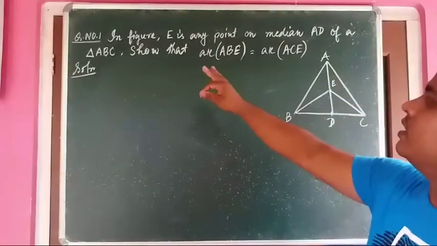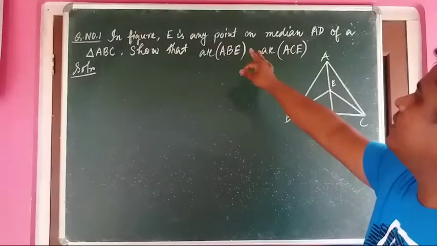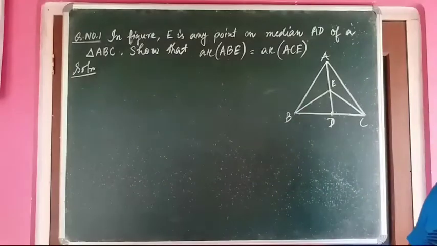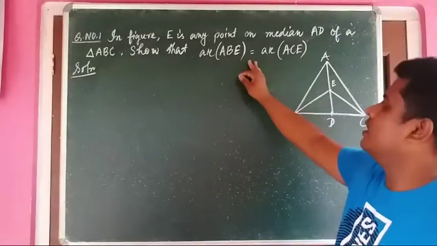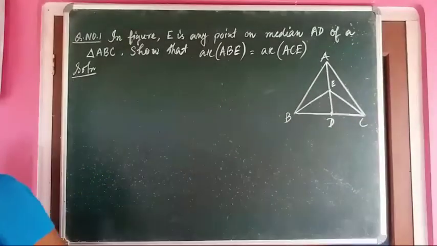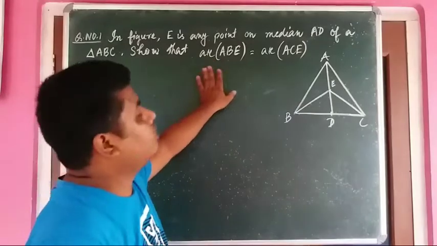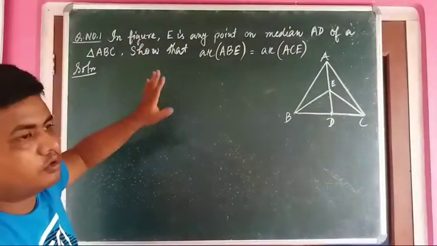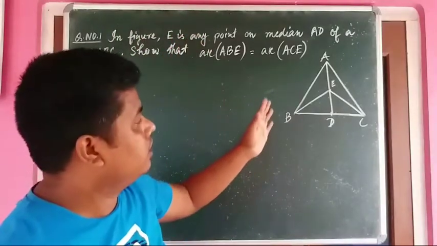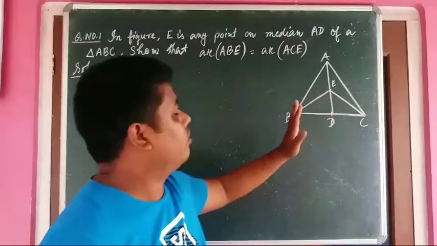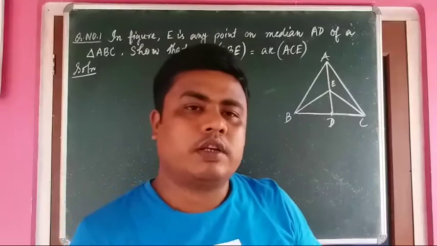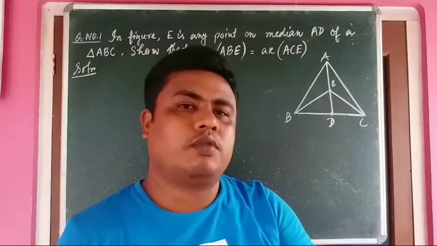the question is: E is any point on median AD of a triangle ABC so that area of ABE equals area of ACE. To show the required equality, we have to know one fact that in a triangle, the median always divides the given triangle into two triangles of equal area.